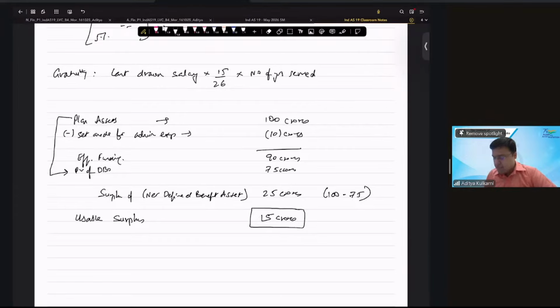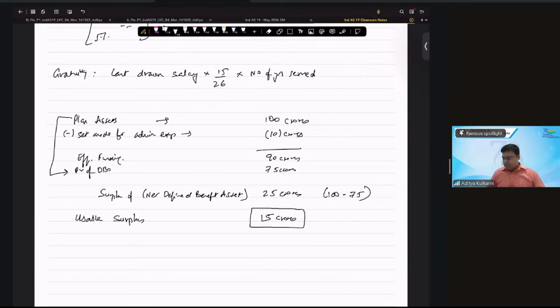So therefore, this 15 crores we are going to set aside as my usable surplus, and this is only what I can recognize in my books. I cannot recognize 25 crores. Is it okay, Ayush? Yes, sir. Now understood. Yes, sir. This is your asset ceiling concept.